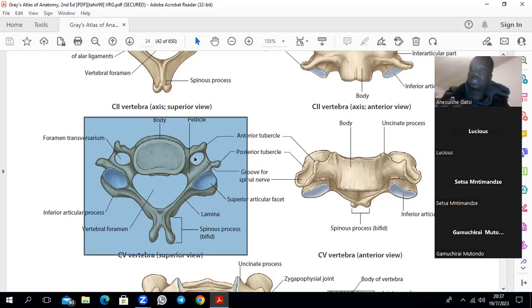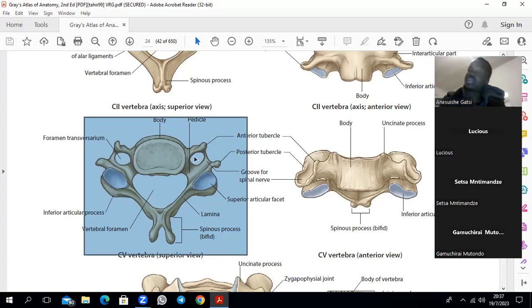So I like to introduce things in bits and pieces. You don't just tell people that there's this joint, this joint, and this joint, then they lose the plot. So you give it in bits and pieces. So they are both synovial joints, fair enough. Now I've told you that atlantoaxial is made up of 3 joints.